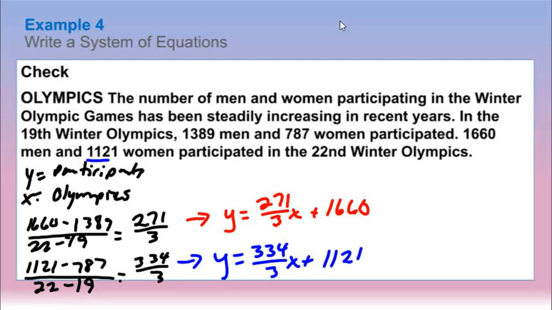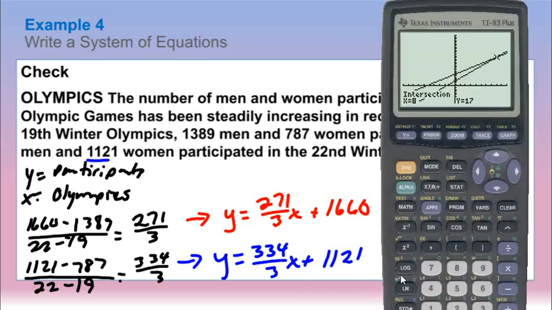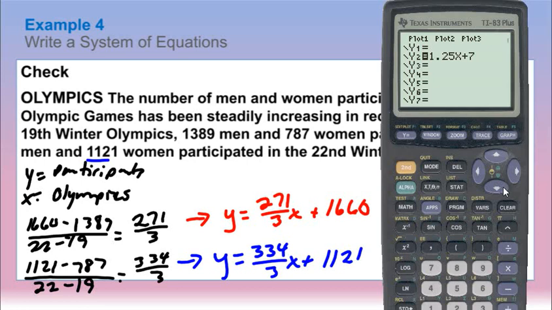So now we're going to get our calculators and put those equations in. First off, parentheses, 271 divided by 3, end parentheses, and then we'll put our x, then plus 1660. The other one would be parentheses 334 divided by 3, parentheses x plus 1121.